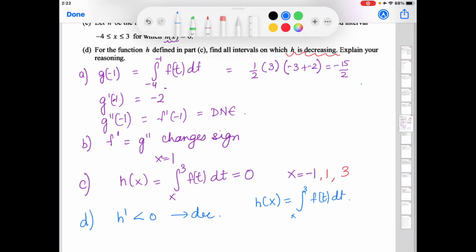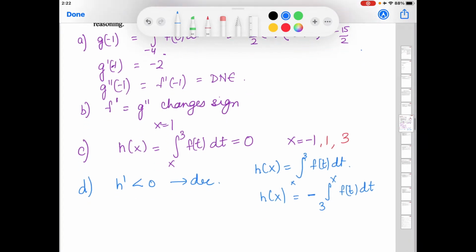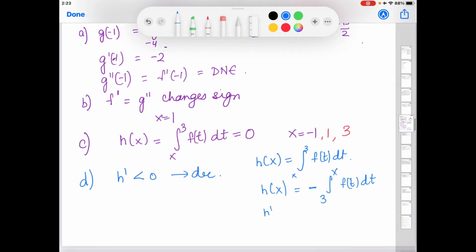I cannot have my variable at the bottom, so I am going to switch it. If I switch it, I'm going to end up negating my integral from 3 to x of f of t dt. I want to find h prime of x, so I'm going to take the derivative on both sides. The derivative and the integral will cancel out, and I'm left with negative f of x. So h prime of x is negative f of x, right?